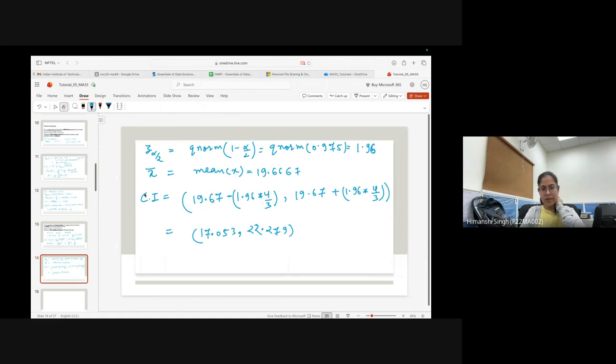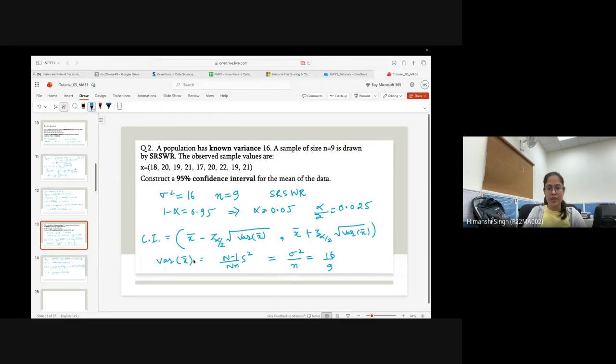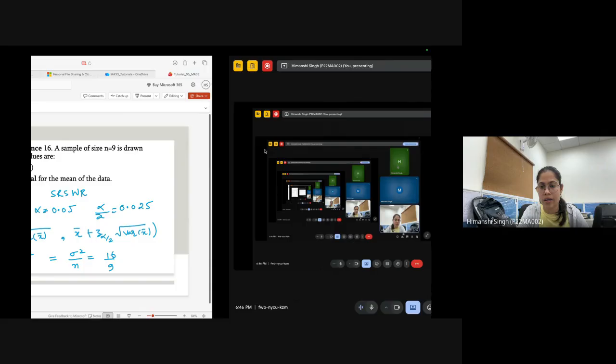I hope it is clear why we are using z alpha by 2. These are all governed by our formulas, and we are basically using the technique here for this question. This is simple random sampling with replacement. Is it fine?